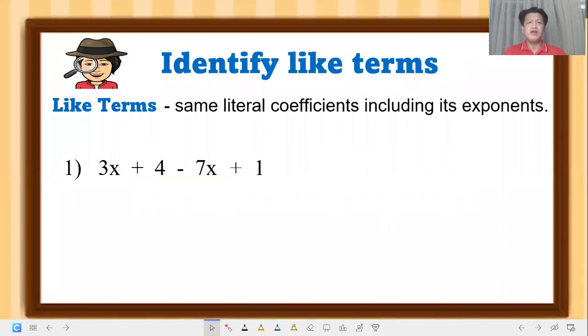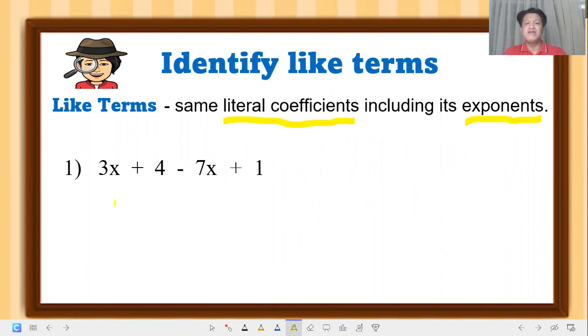So with that, meron tayong tinatawag na like terms. So when we say like terms, ito po yung same literal coefficients including its exponent. Ibig sabihin yan, para masabi natin like terms po sila ay parehas po dapat ang kanilang literal coefficient. When we say literal coefficient, they have the same variable and at the same time, yung exponents po nila ay parehas din dapat.